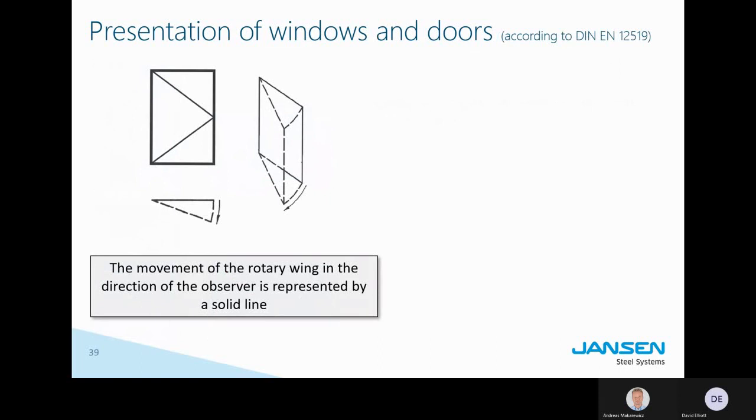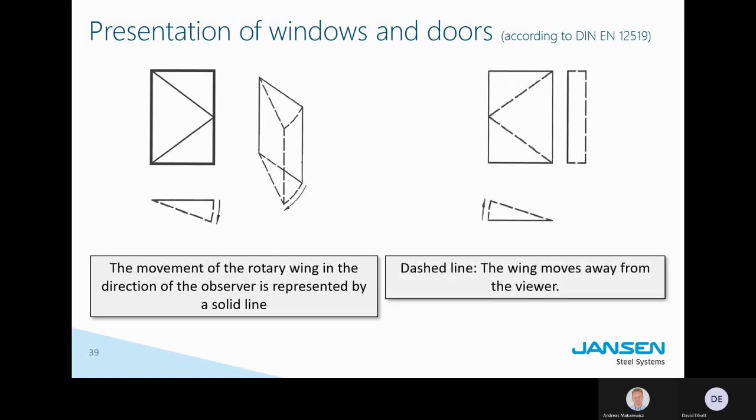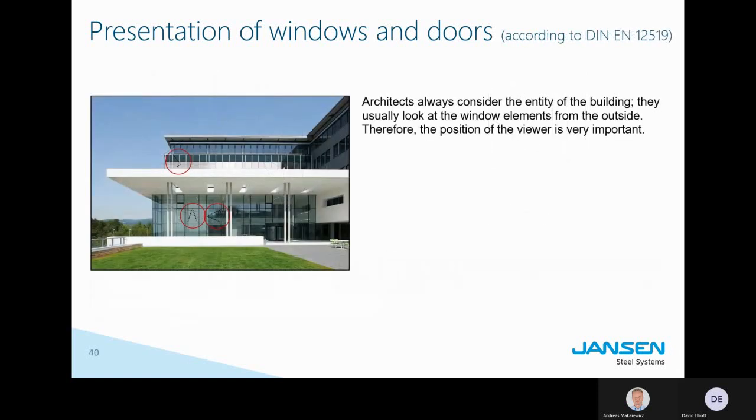Okay, this is the explanation of the lines again. A solid line means the door opens to the inside, towards yourself. If it's a dotted line, it opens towards the outside. And the architect's view, exactly the opposite. So again, this is a confirmation of what I just said.